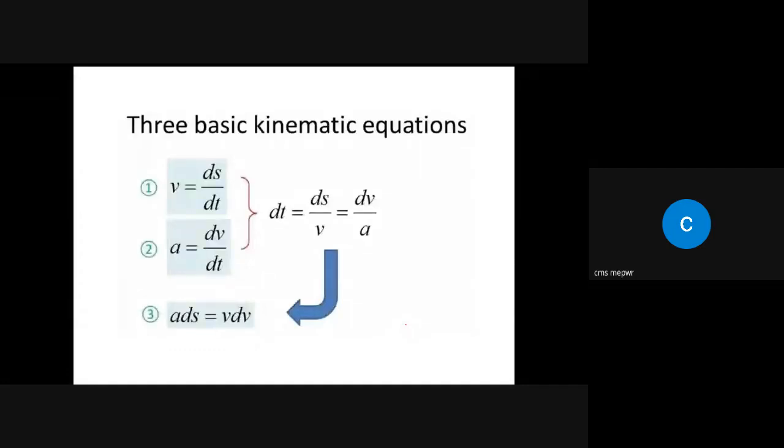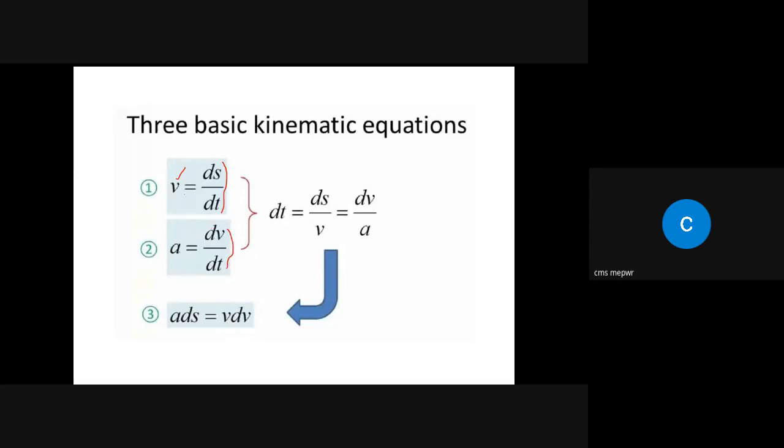Okay, so the three basic kinematic equations which we will use throughout our kinematics course are given over here. Now let's go through these equations. We already discussed that velocity is basically the rate of change of displacement. So this is a very simple equation. And acceleration is the rate of change of velocity.